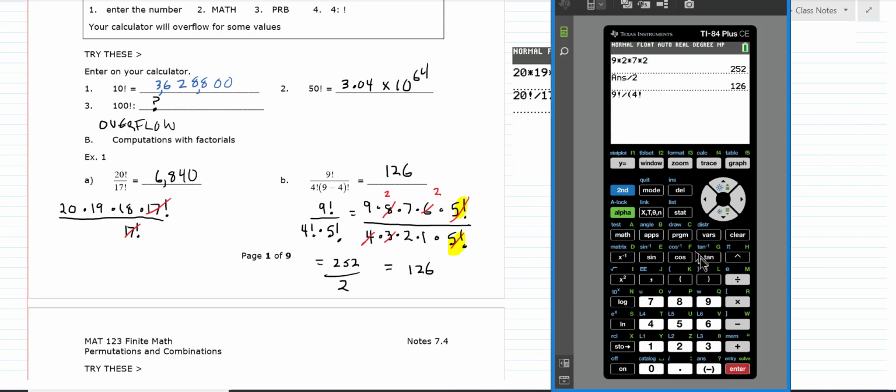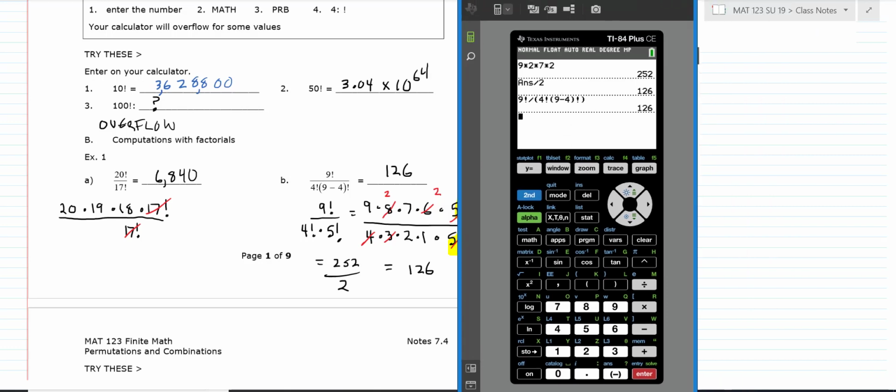And then if you wanted to, you could do another set of parentheses like I did here and do 9 minus 4, close parentheses, math, probability, and then the factorial like that, and then close parentheses like that. So I've got that put in correctly. I've got the 9 factorial, 4 factorial, 9 minus 4 factorials in parentheses. You could do that, and you get 126, okay?